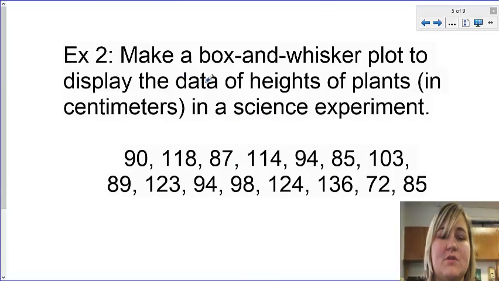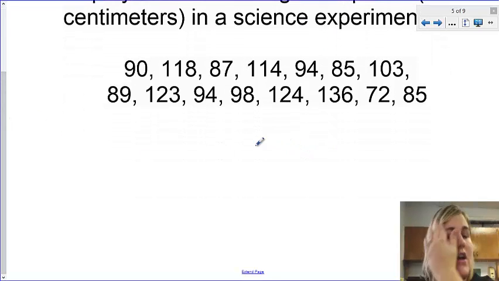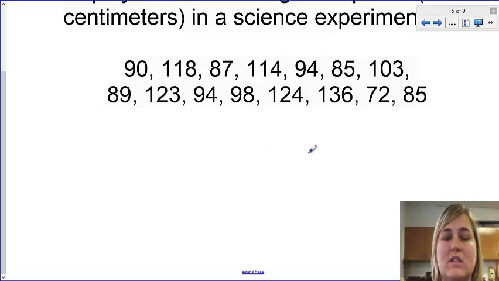Alright, example 2 says make a box and whisker plot to display the data of heights of plants in centimeters in a science experiment. So, the first thing I'm going to do is start by arranging this data from least to greatest.